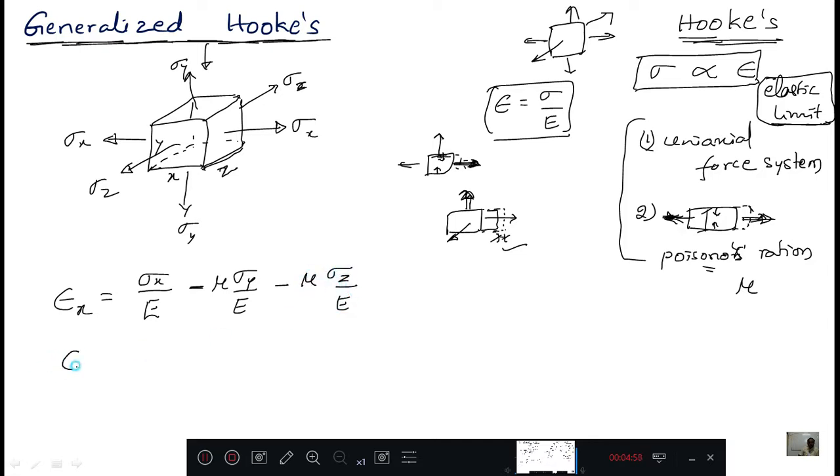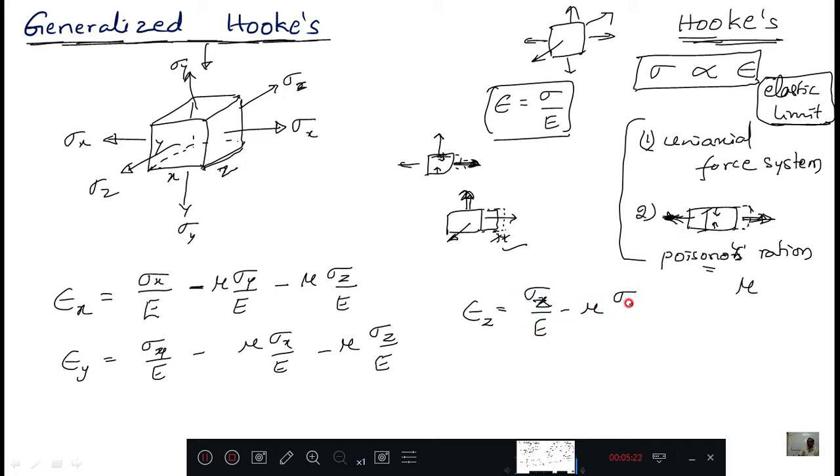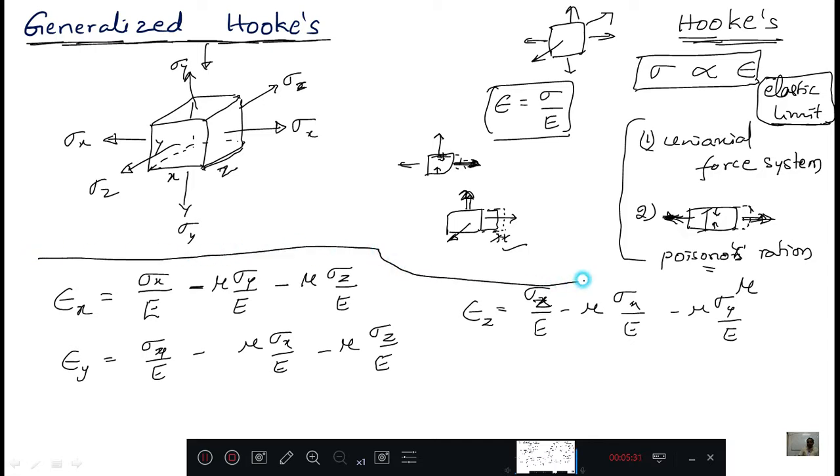Like that, if I write an equation for strain in the y direction, then it is the pure strain in y direction minus mu times strain in x direction minus mu times strain in z direction. The same way, if I write an equation for strain in the z direction, then sigma z by E minus mu times sigma x by E minus mu times sigma y by E. Okay, these three are very important strain equations.